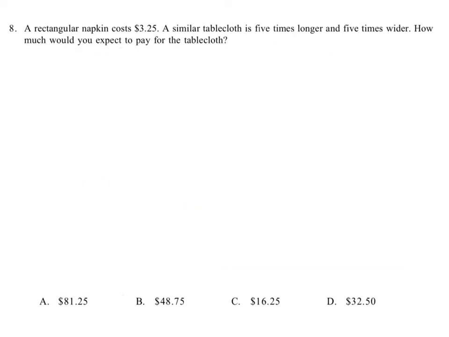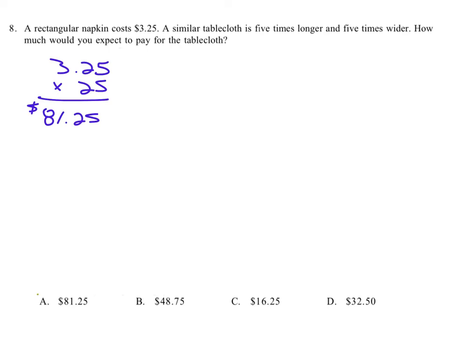Now, a rectangular napkin costs $3.25. A similar tablecloth, 5 times longer, 5 times wider. This goes back to earlier when I said if something's 5 times longer and 5 times wider, it's 25 times bigger overall. So how much would you expect to pay for the tablecloth? Well, I think what they're suggesting there is that we are taking that $3.25 and scaling it up exactly 25 times bigger, because we're getting a tablecloth that's 25 times as big, then we can do 3.25 times 25 to find out the new price, which will work out to be $81.25.